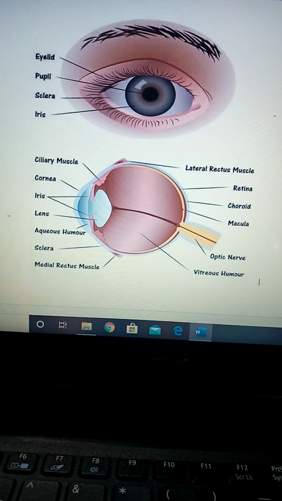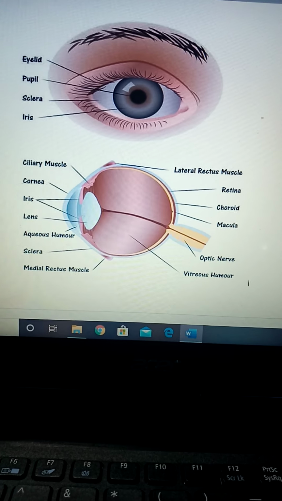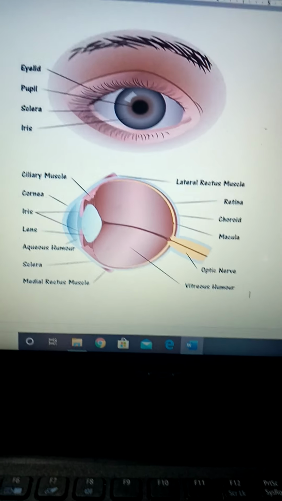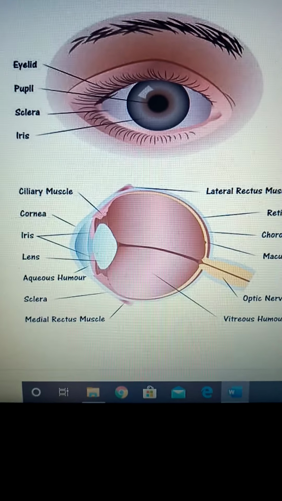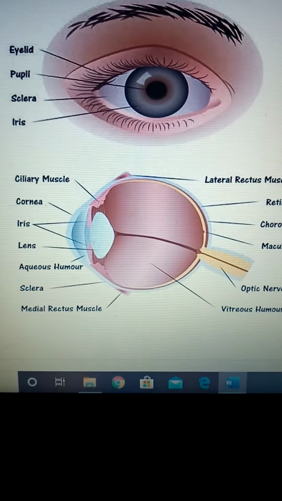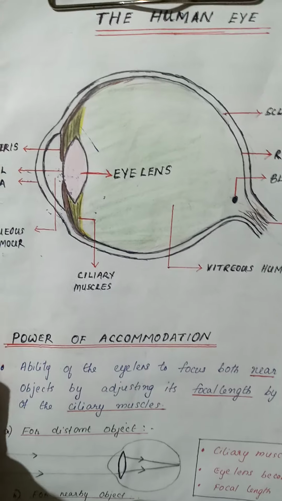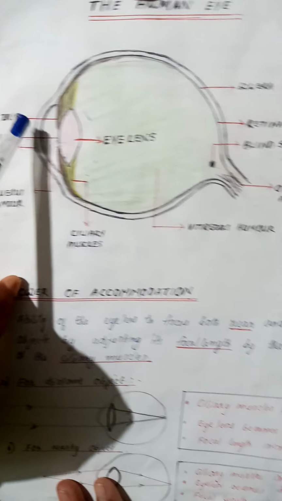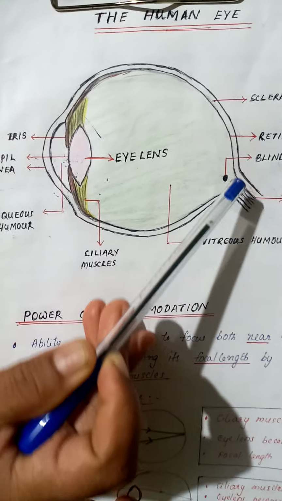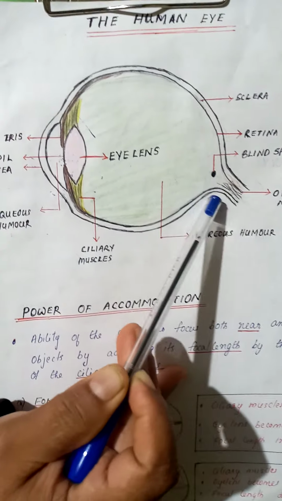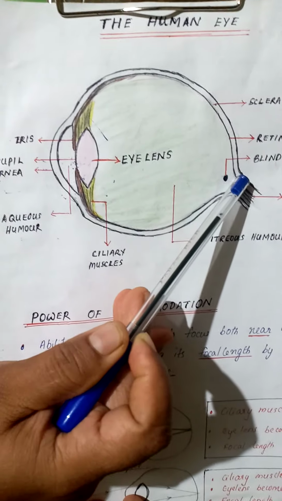This is the structure of the human eye. The front view and the side view of the human eye is shown, and some of the important parts of the human eye are also labeled here. The first part of the human eye is called the eyeball. The spherical structure of the human eye is called the eyeball.